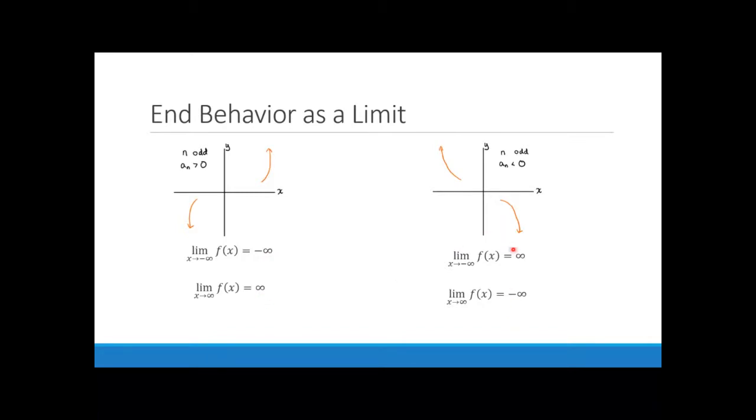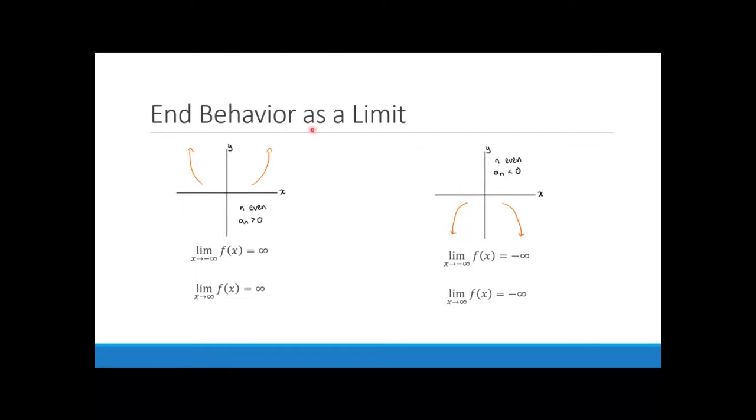And then it's basically reversed when you have a negative coefficient. So when x is going towards negative infinity, the graph is going up towards infinity. Or when x is going towards positive infinity, our graph is going down towards negative infinity. So this is how you could write end behavior with limit notation instead of trying to describe it in words, as we did in college algebra.